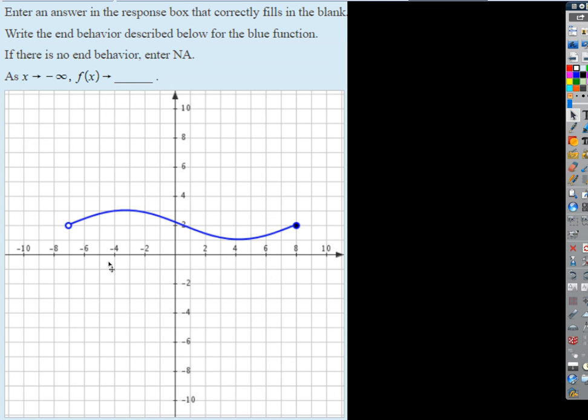And I think it's a good question because it's forcing you to kind of reconcile those ideas that end behavior depends on the function going infinitely far to the left or the right. Otherwise, there is no infinite end behavior. Okay?